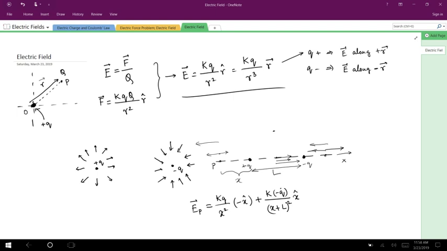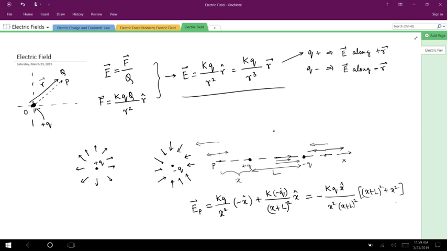And this one is in the x hat direction. Okay, so now if we put these two together, then we get negative kq x hat in the numerator divided by x squared times x plus L squared, and then we will also multiply by x plus L squared plus x squared.